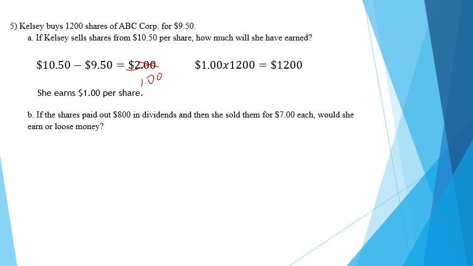So if she bought 1,200 shares, we just do a quick multiplication and see that she earned $1,200 for her 1,200 shares. So let's look at the B part.